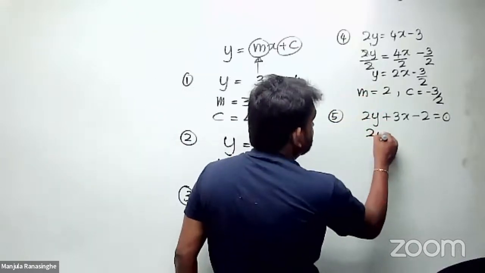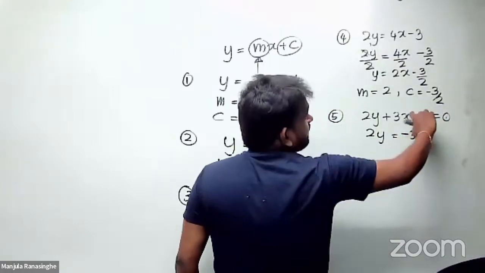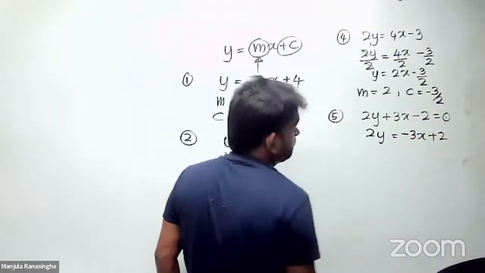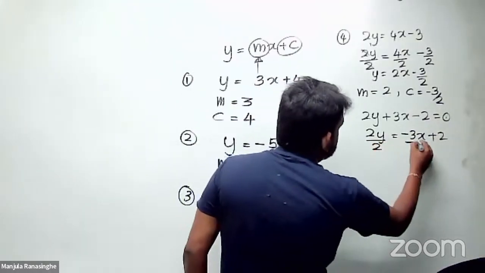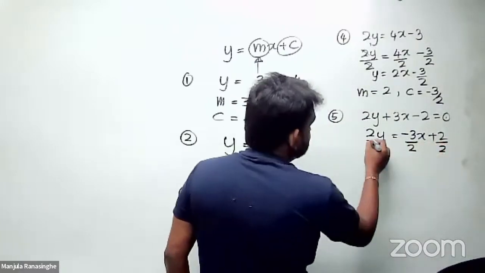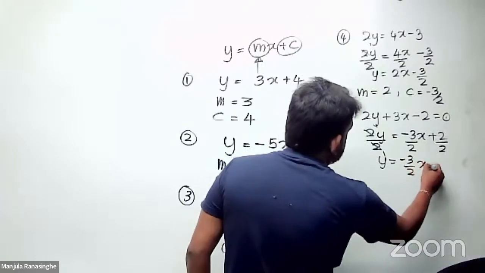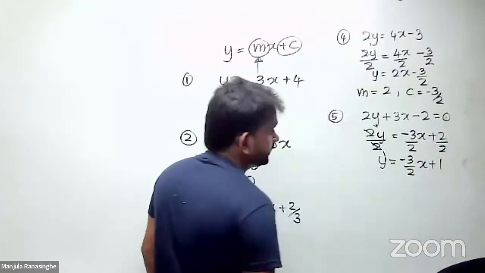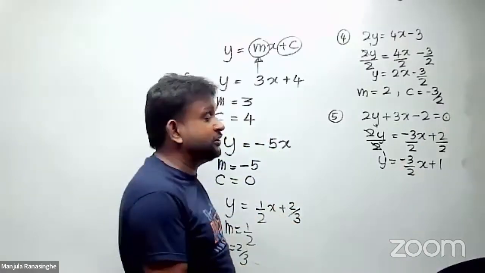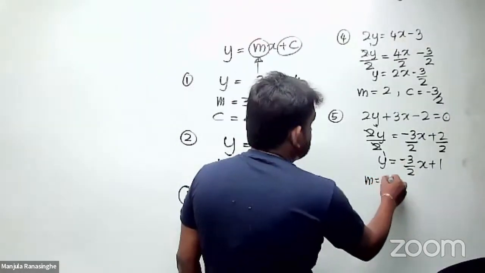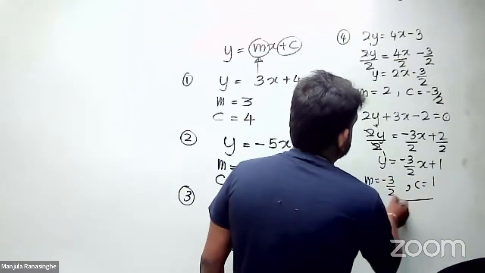So here 2y equals, 3x goes to the other side as negative 3x, negative 2 goes to the other side as positive 2. Just make y the subject. How? Just divide all the terms by 2. Then see the answer. Here y equals negative 3 upon 2 x plus 2 upon 2, which is 1. Now give the gradient and intercept. The x coefficient, the front value of the x, is the gradient, negative 3 upon 2, and the intercept is 1.